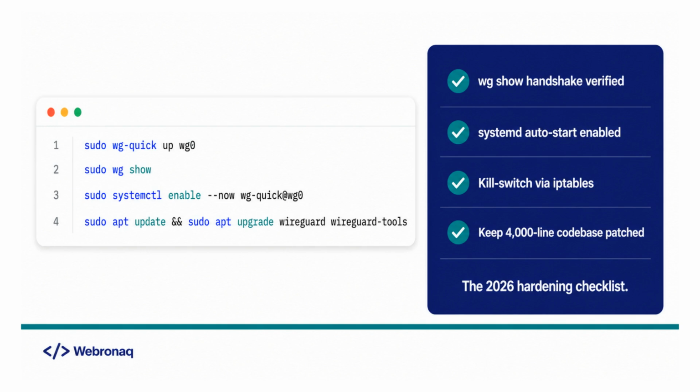For hardening, add a kill switch by blocking all non-tunnel forwarded traffic in iptables so clients cannot leak if the tunnel drops. And because WireGuard's codebase is only around 4,000 lines, keeping it patched is straightforward. Run apt upgrade regularly. This is exactly why Proton VPN, in its spring 2026 roadmap, rebuilt its entire client around a new WireGuard codebase. Small, fast, auditable. That is your server, your keys, your tunnel, fully under your control.